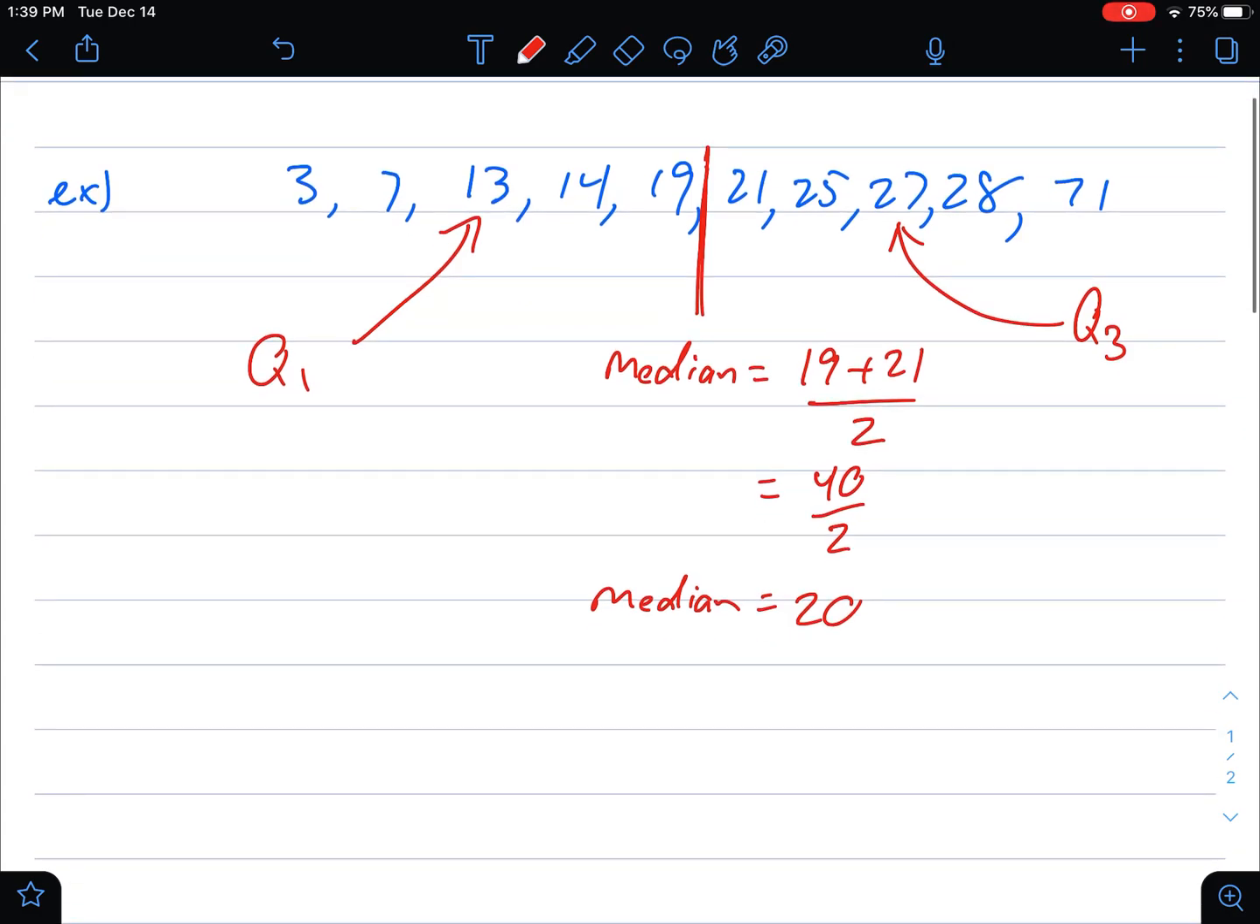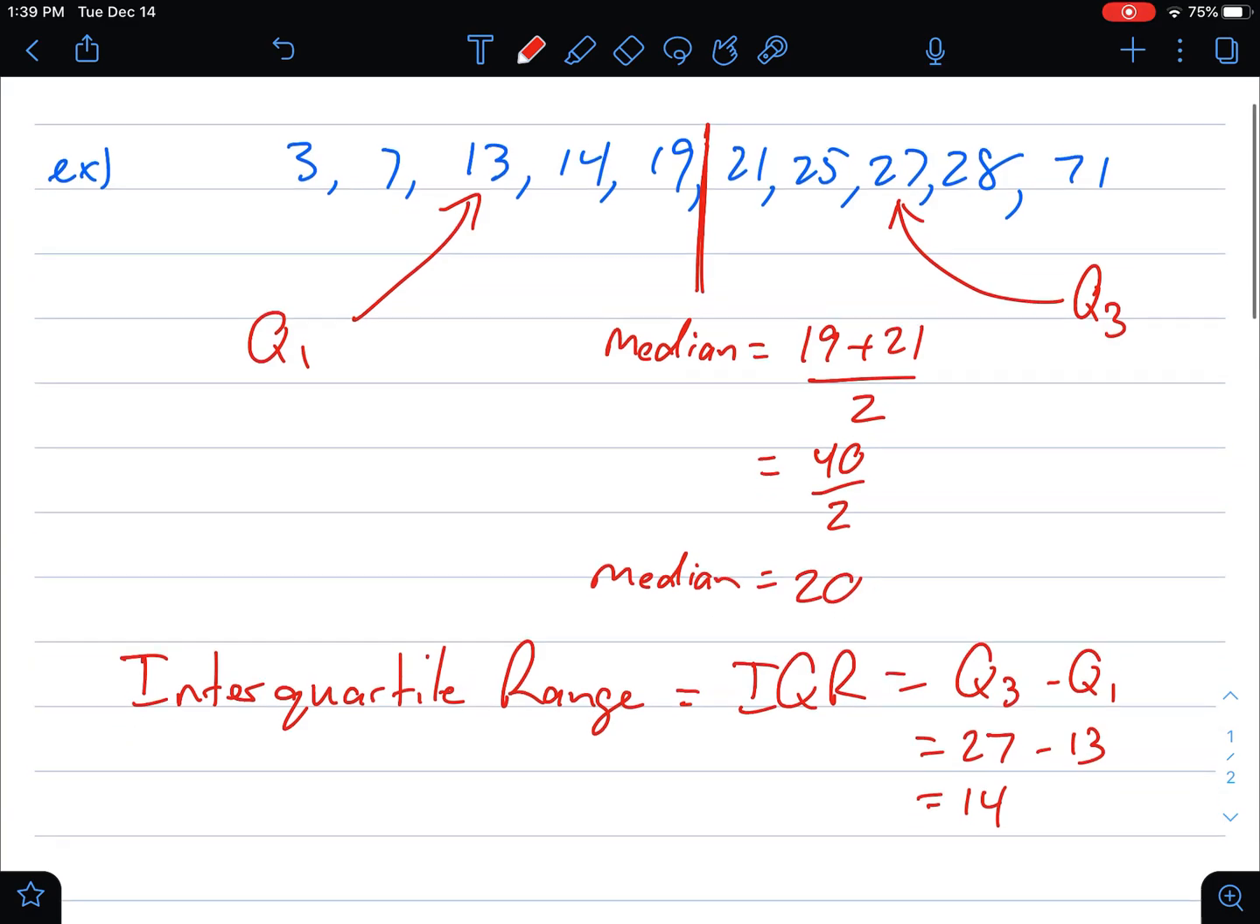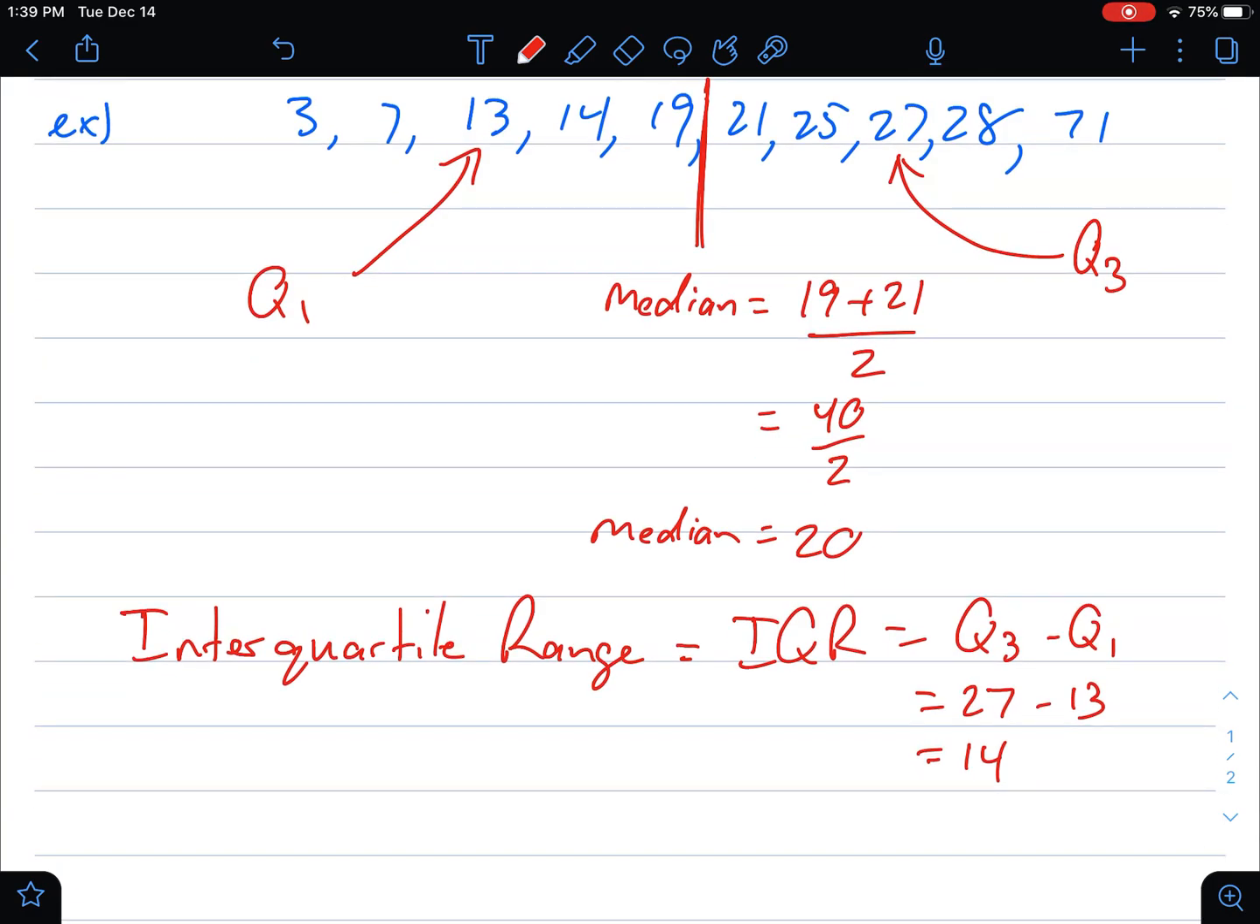The next thing I got to do is figure out something called the interquartile range. Sometimes this is just called the IQR. What you do to figure out the IQR is you subtract Q3 minus Q1. You subtract these. We're going to figure out the distance between them. So in this case, it would be 27 minus 13 is 14, I believe, right? Just check here. Yeah, 14. So there's my interquartile range. That's something I need as well for this.